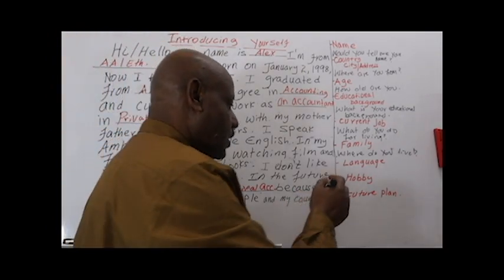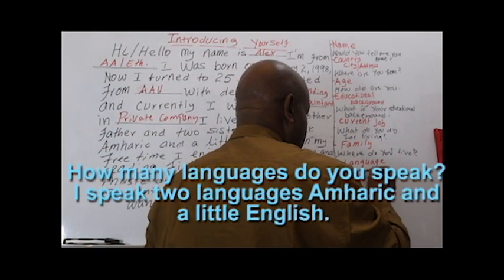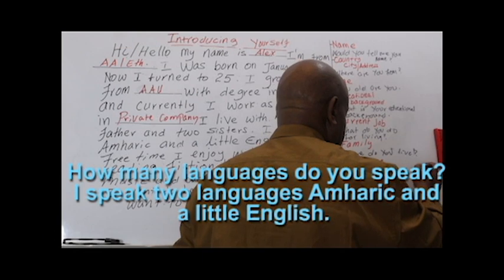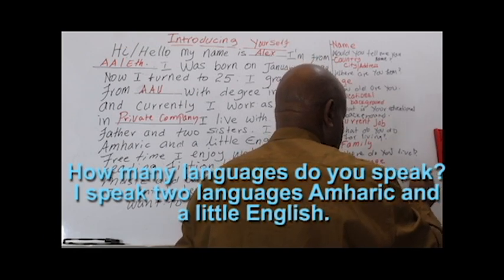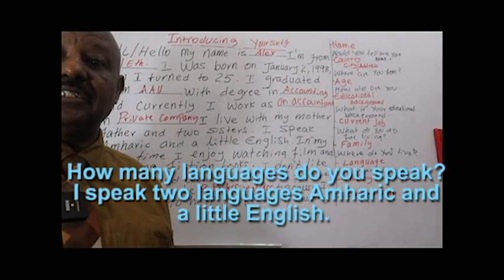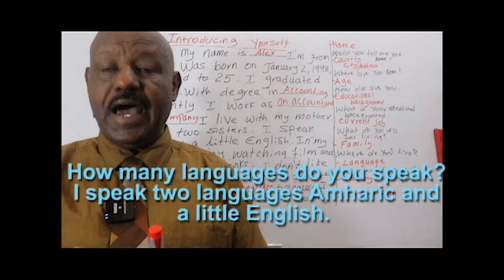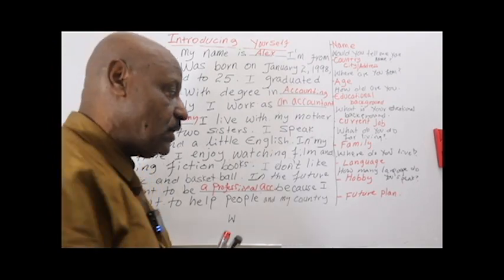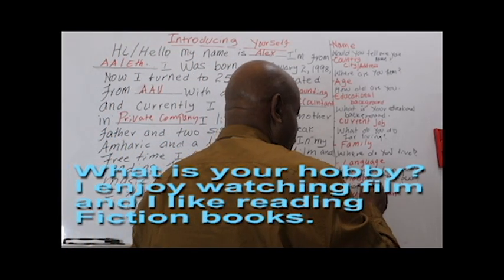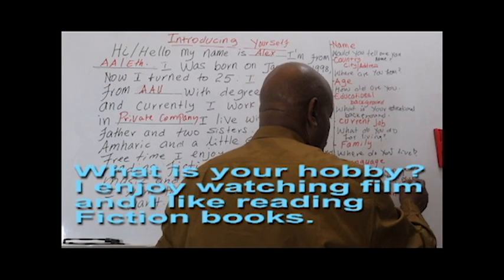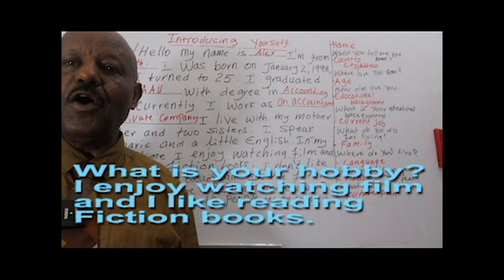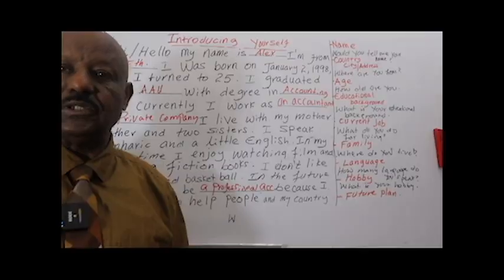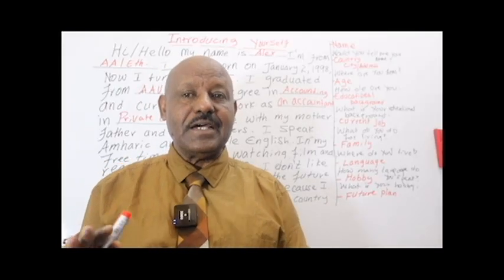How many languages do you speak? I speak two languages, Amharic and a little English. And what do you like to do in your free time? What is your hobby? So my hobby, or in my free time, I like to watch films and read fiction books. I don't like music and I don't like playing basketball.